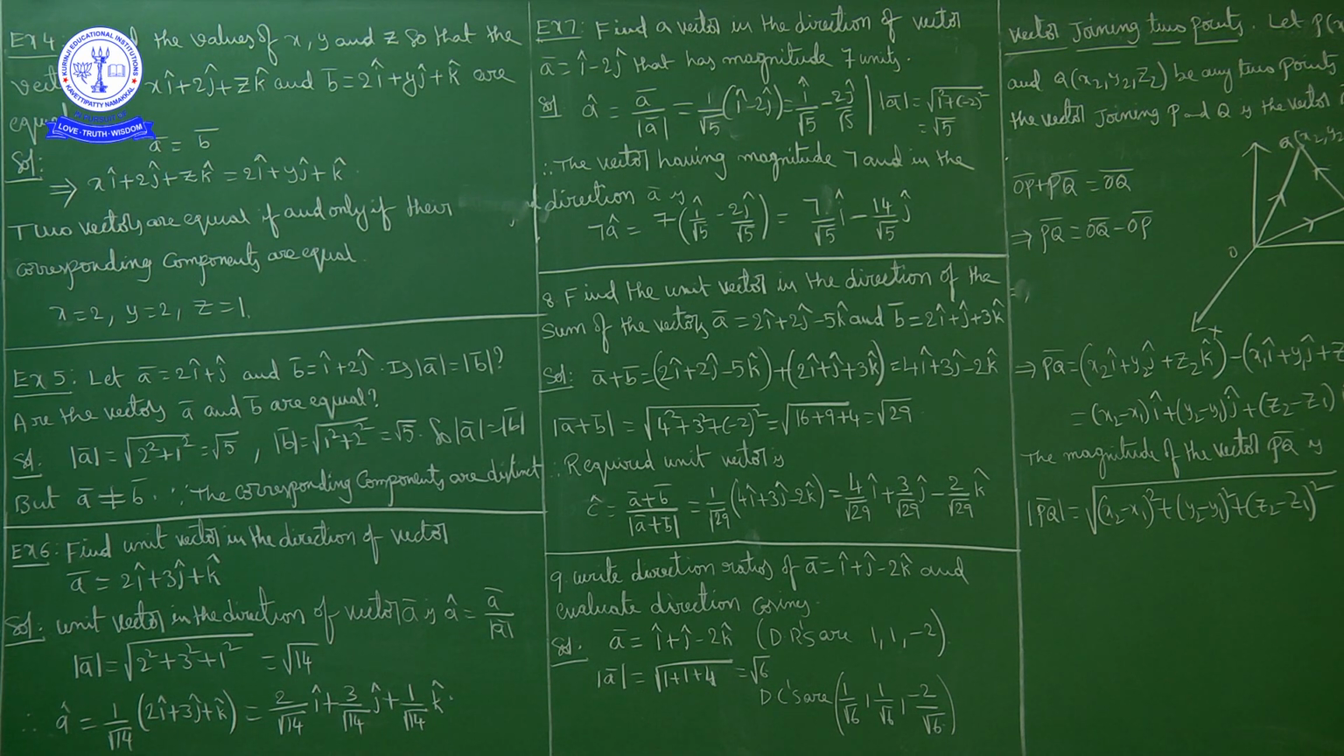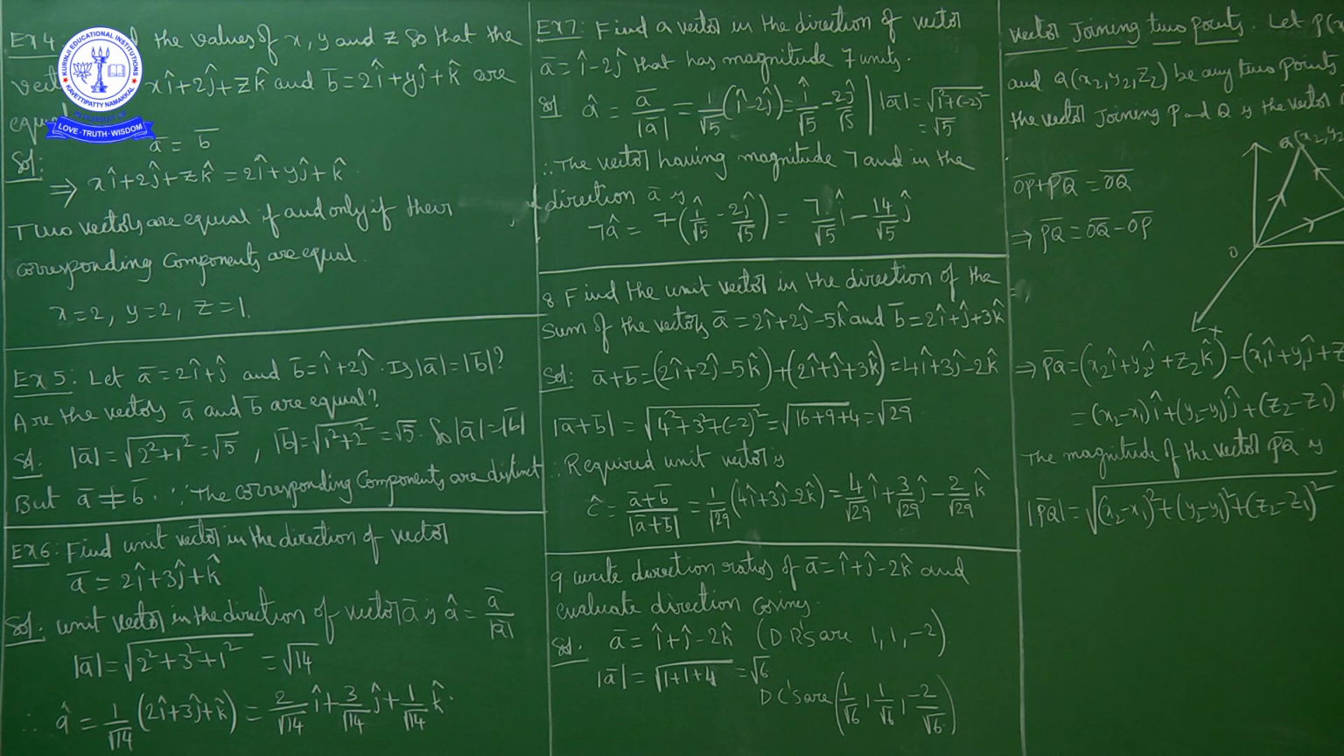A bar is not equal to b bar since the corresponding components are distinct. So here the magnitude of a bar and magnitude of b bar are equal, but a bar and b bar are not equal vectors.